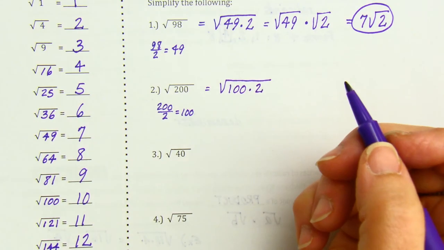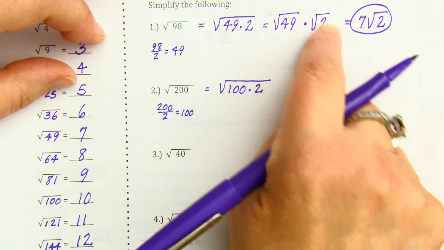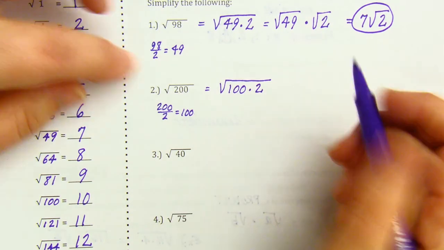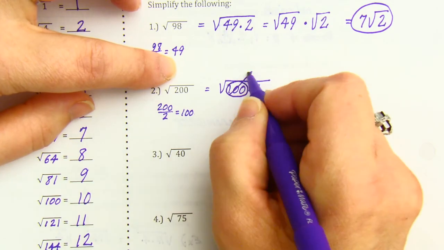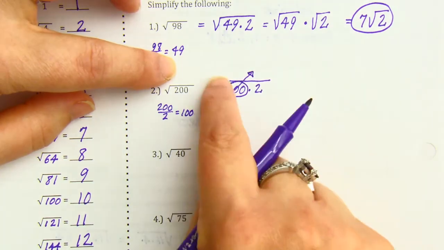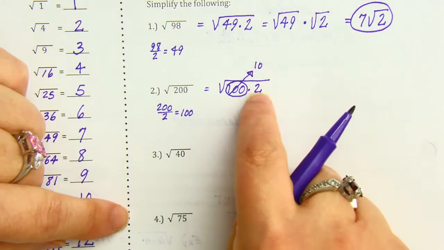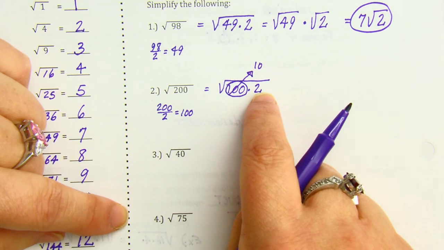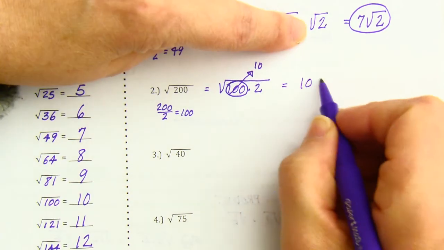Now, what I like to do so that I don't have to take so much time and write this out and actually show the product rule, I like to circle my squares and then draw an arrow and show it comes out, right? Because the square root of 100 is 10. This has to stay in because it's not a square. And so this simplifies into 10 times the square root of 2.